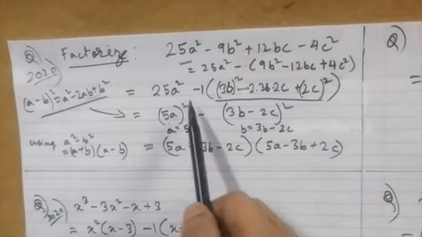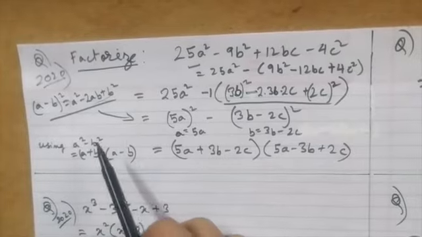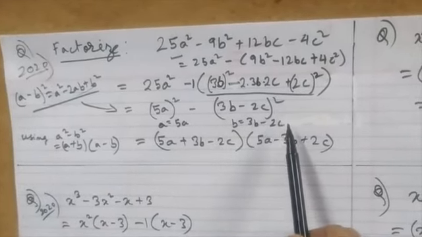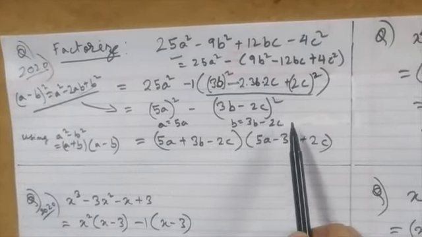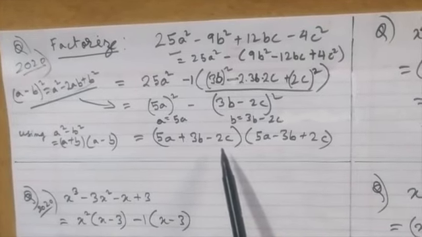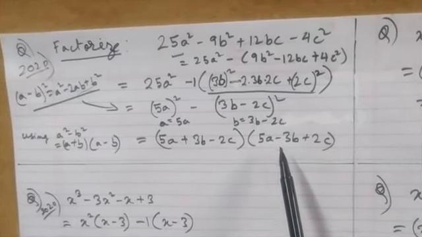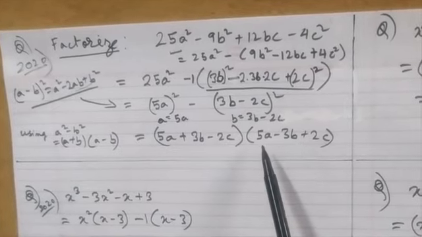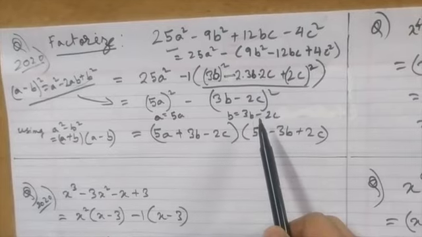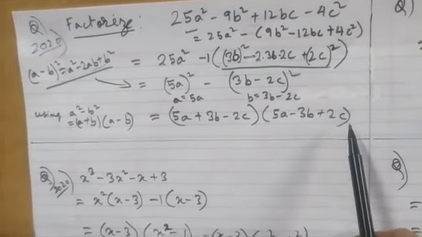So again this is of the form a² − b². So a is 5a and b is 3b − 2c. Now a² − b² is (a + b)(a − b). So it is (5a + 3b − 2c)(5a − 3b + 2c). Minus of 3b is minus 3b, minus of minus 2c is plus 2c.